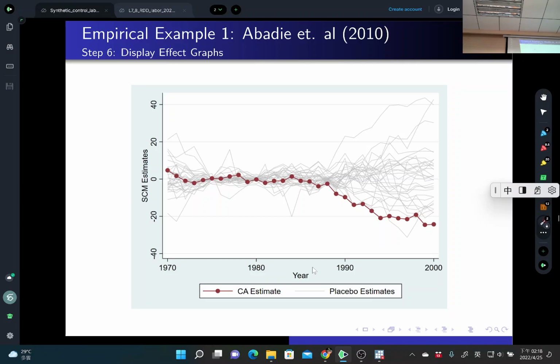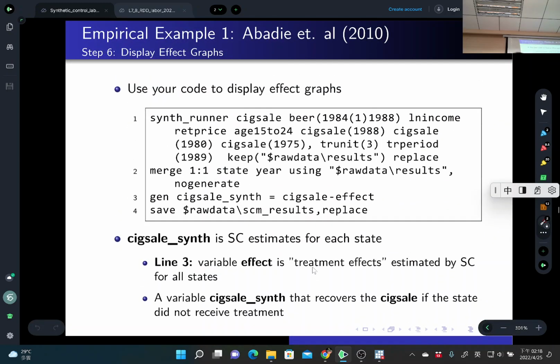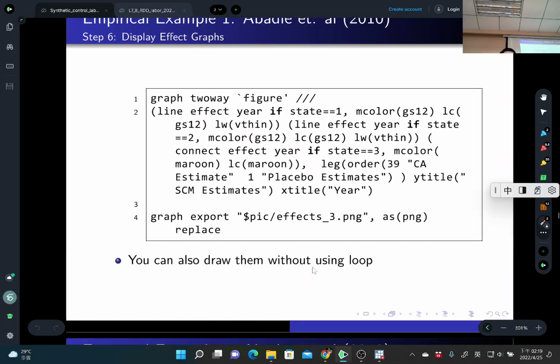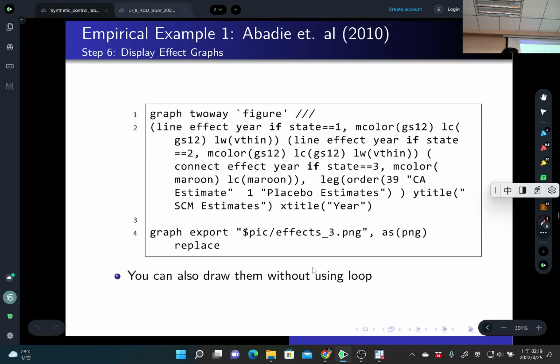Compared with the graph generated by the synth runner, you can use the datasets you just created by synth runner and use their information, like the effects and the results generated by the synth runner, to draw a graph like this. So I give you one example code to display such things.